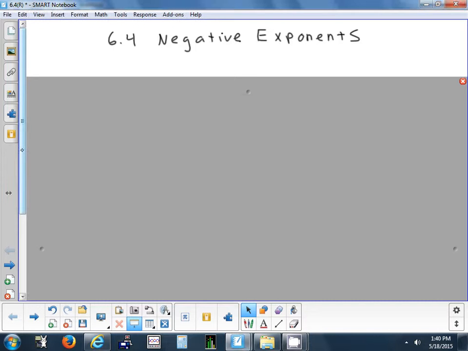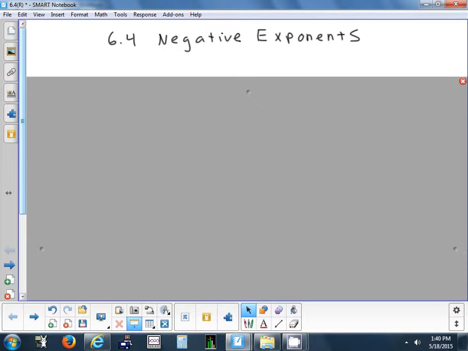All right, so last week we looked at basically our rules with exponents. When do we add exponents? When do we multiply them? All the problems that we just went over. The only thing we haven't talked about yet is what happens when your exponent is a negative.